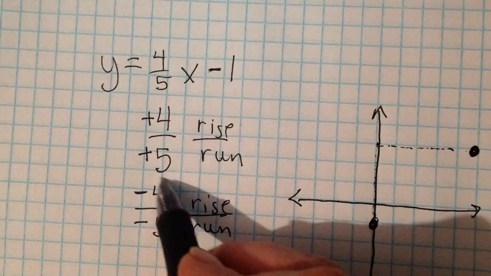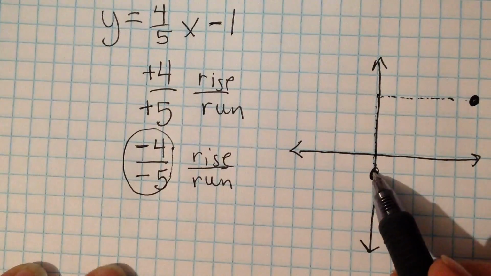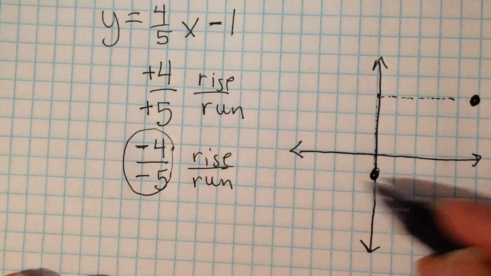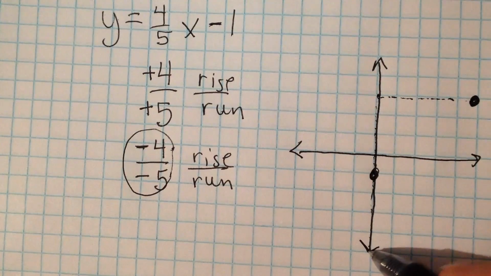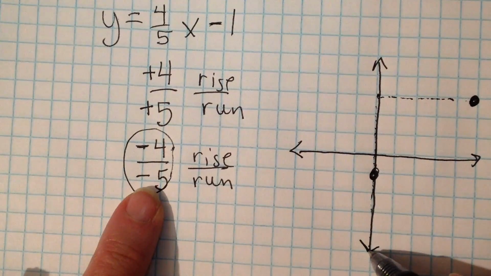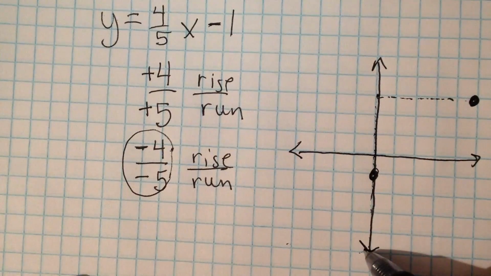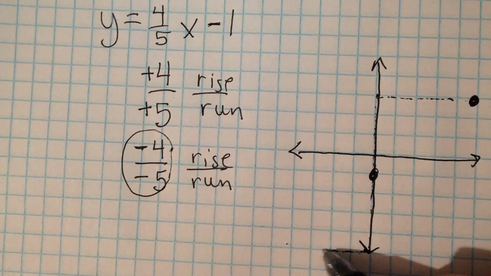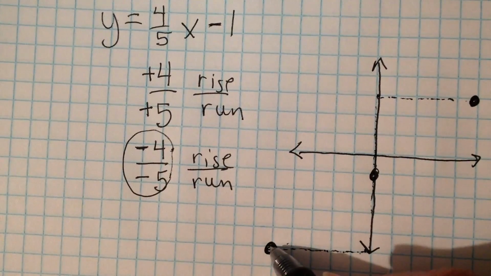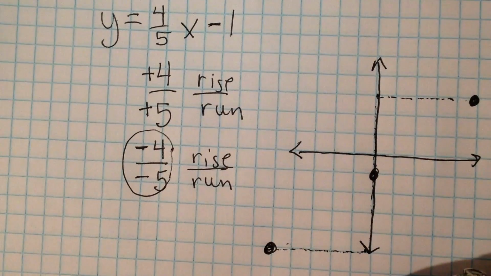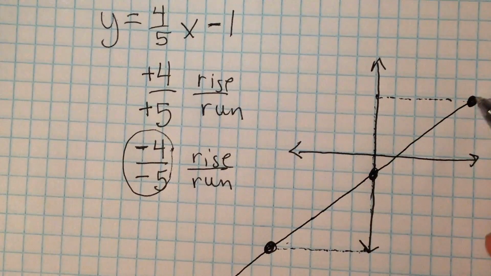Now, if I use this slope from my y-intercept, this says rise -4. So I'm coming down 4: 1, 2, 3, 4. And I'm running -5. To run -5, I need to go to the left. So go to the left 5: 1, 2, 3, 4, 5. There's another point. So you see that my points do line up.